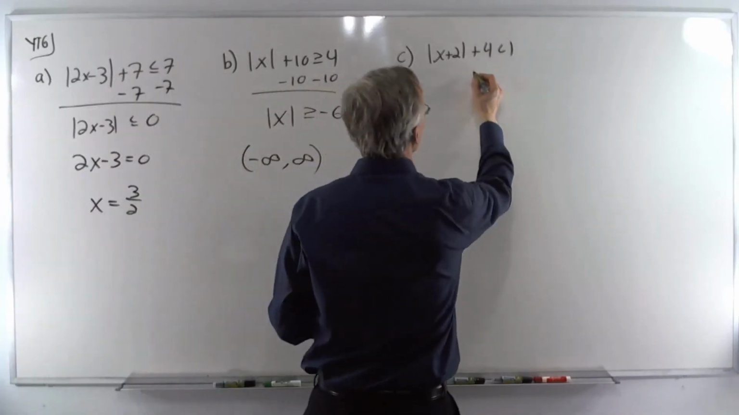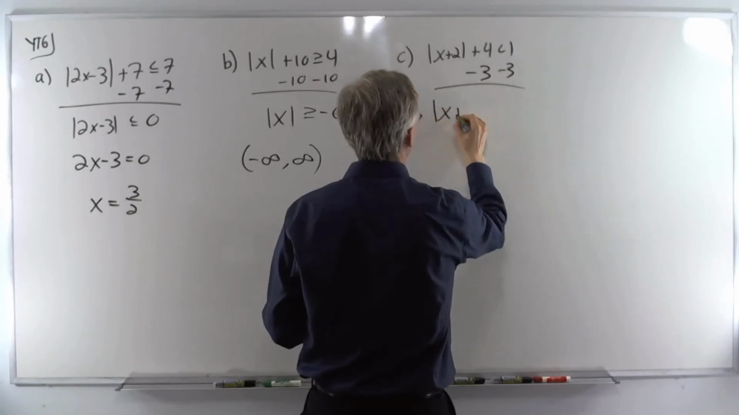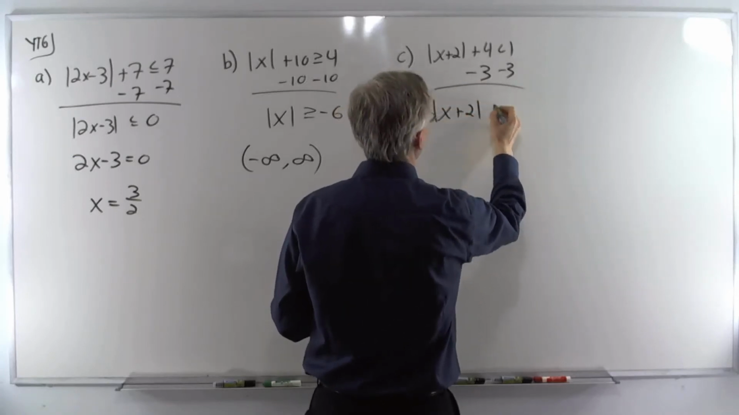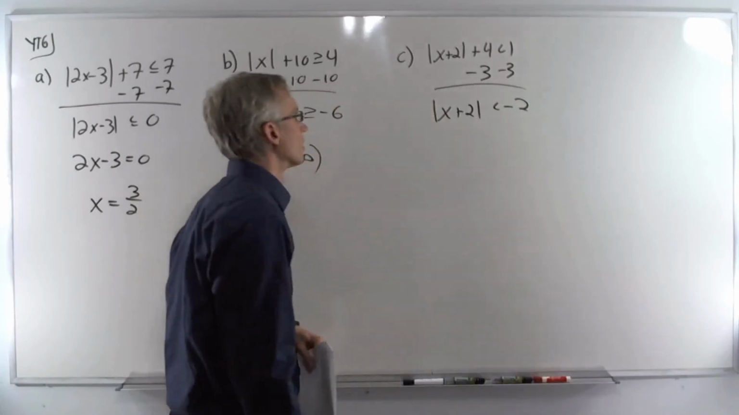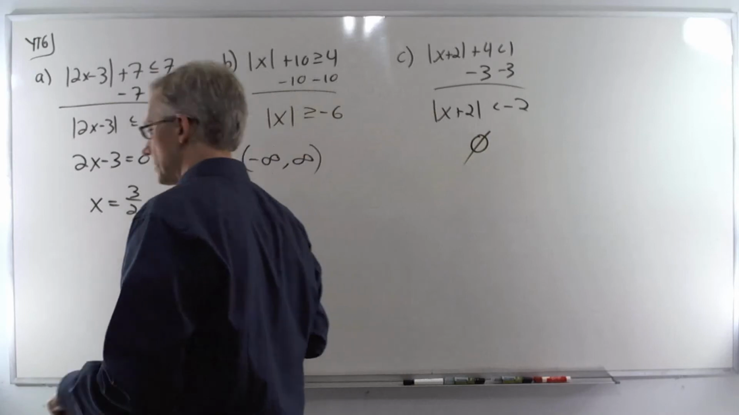And over here, subtract 3 from both sides, that gives us the absolute value of x plus 2 less than negative 2. So absolute values can't be negative, so they can't possibly be less than negative 2, so that one is the empty set.